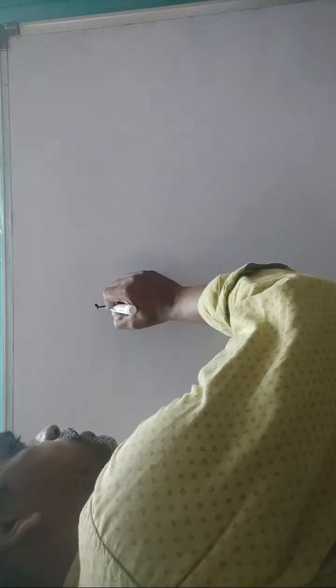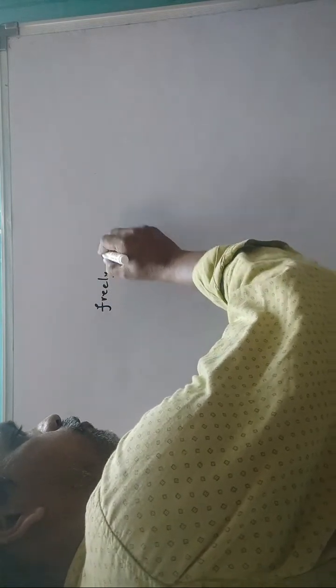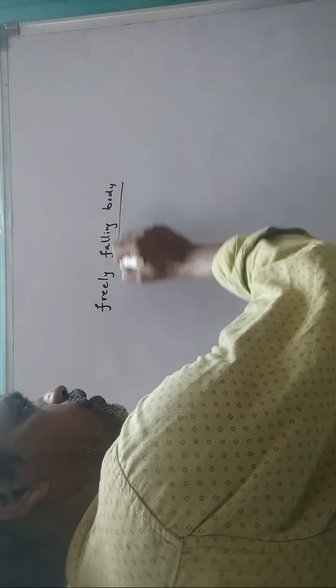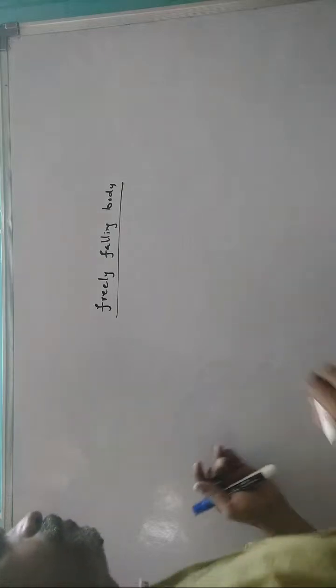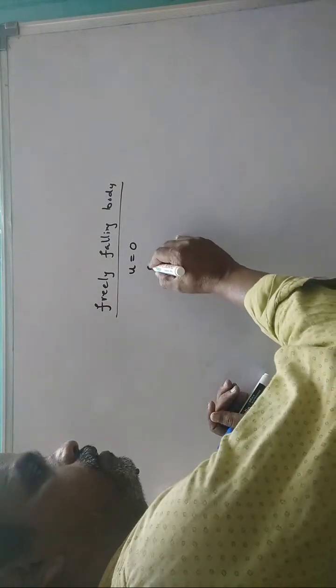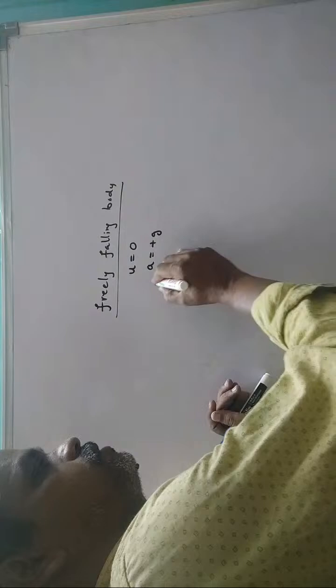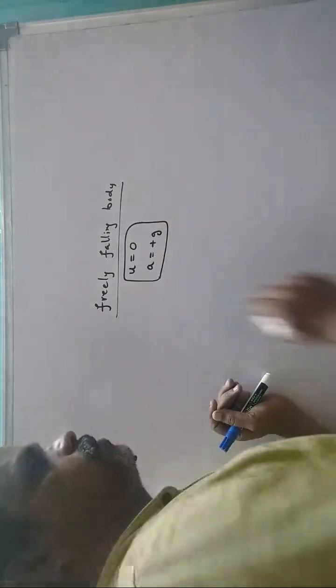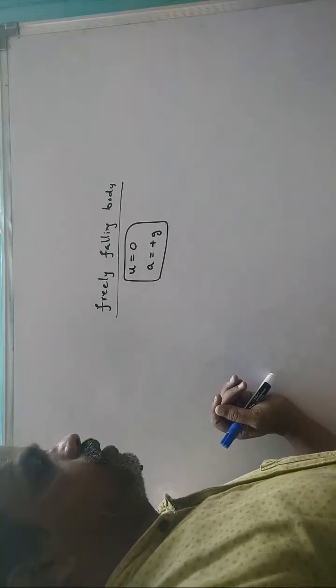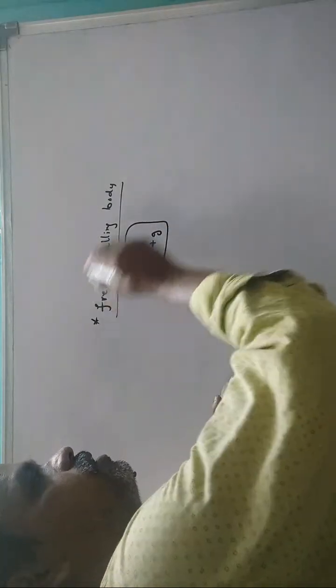So I discussed freely falling body. We discussed it in the last class. We have the conditions for a freely falling body: u equal to 0, then a equal to plus g. These two conditions we have for a freely falling body. So, a freely falling body under gravity.